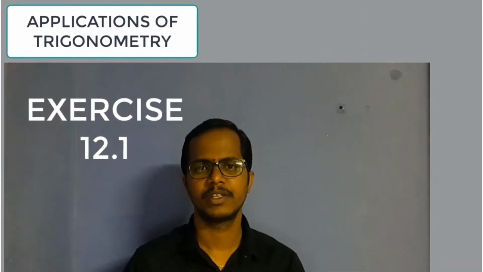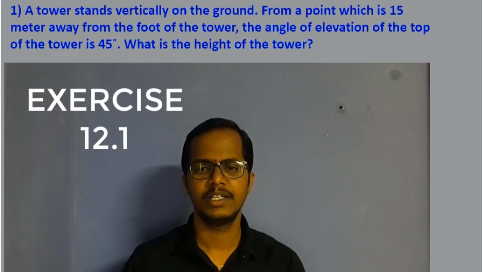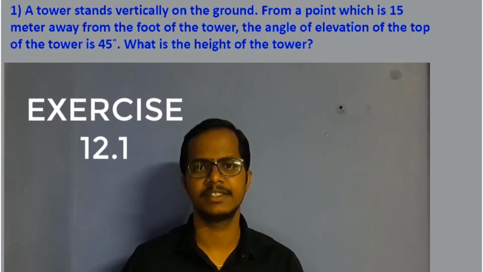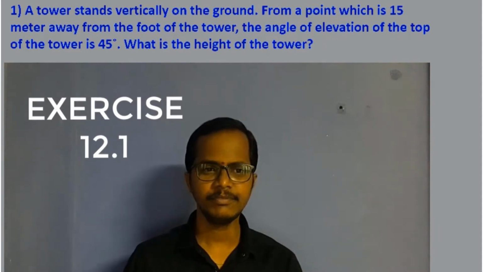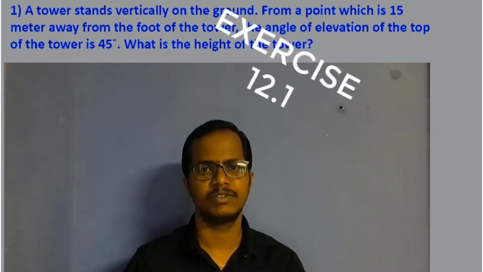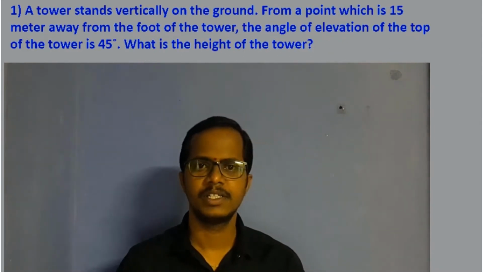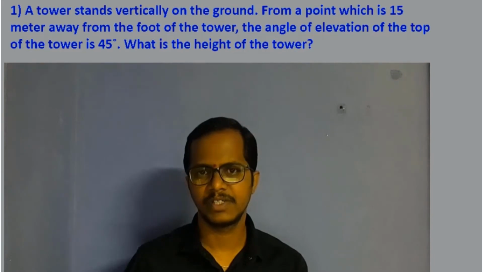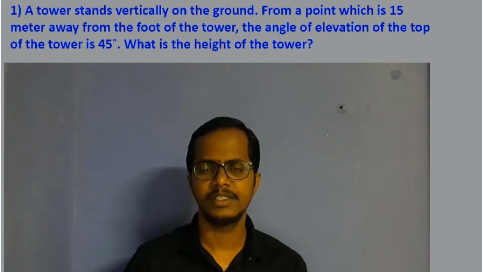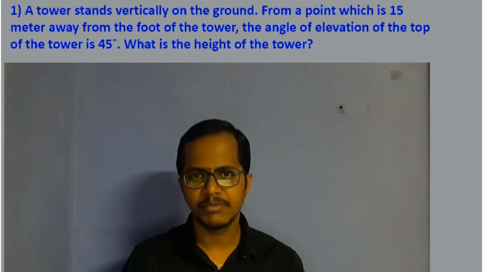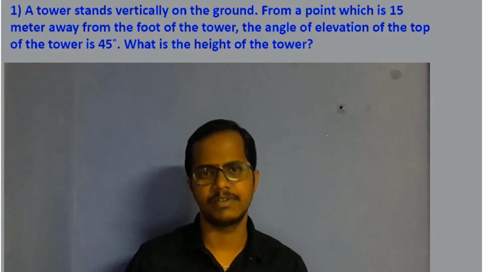The first problem is: a tower stands vertically on the ground. From a point 15 meters away from the foot of the tower, the angle of elevation of the top of the tower is 45 degrees. What is the height of the tower? If we observe in this problem, a tower stands vertically on the ground, and from the foot of the tower at a distance of 15 meters, the point of observation is there. From that point, the angle of elevation of the top of the tower is 45 degrees. Using this information, we need to find the height of the tower.